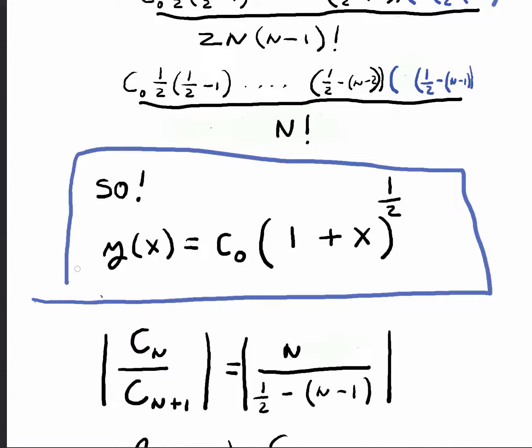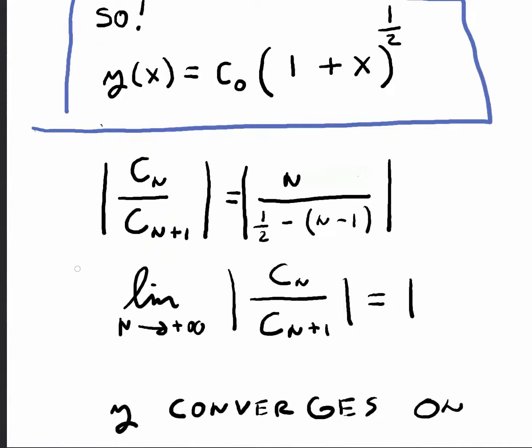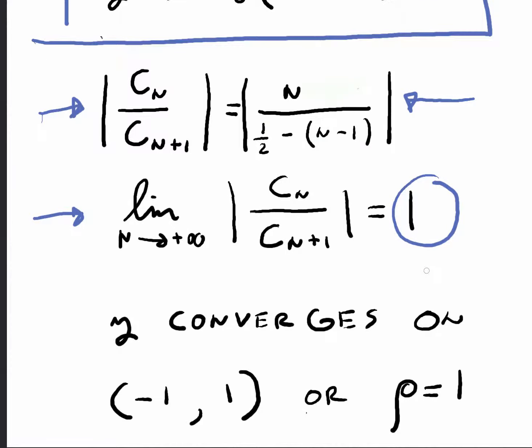So this requires us to find the radius of convergence. So we look at the absolute value of the ratio of coefficients, the absolute value of c sub n divided by c sub n plus 1, and we can calculate that and simplify the algebra. It gives us this, and we see that if we take the limit as n goes to infinity, the limit is 1. So by our convergence tests, we know that y converges on, in fact, the real interval minus 1 to 1. So our radius of convergence is 1.